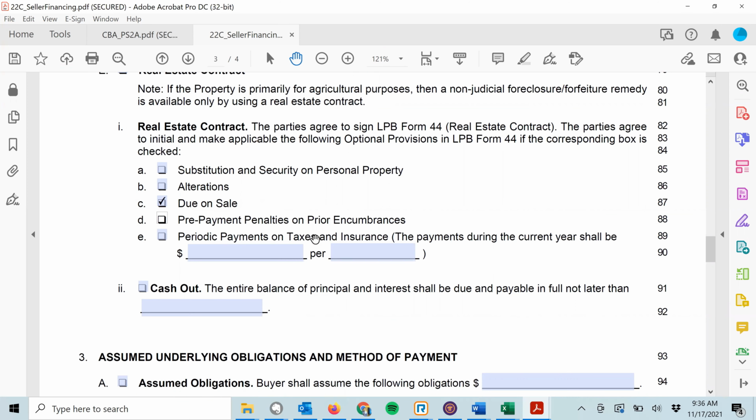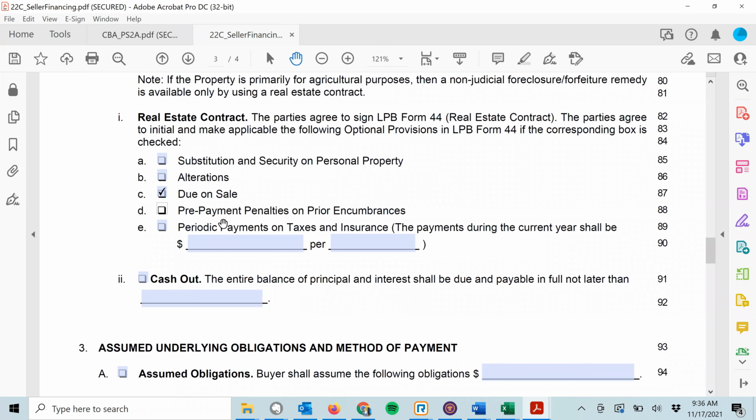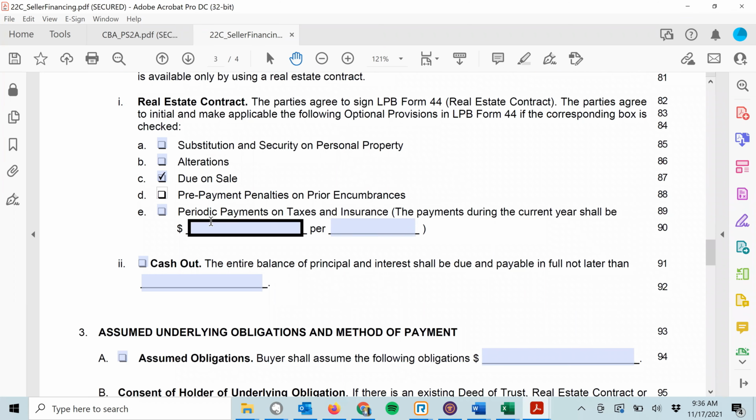Periodic payment of taxes, insurance. Who's going to pay it and when's it due by, right? Those are all things you want to have very clear and upfront.